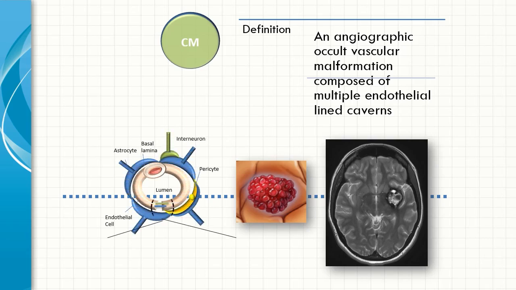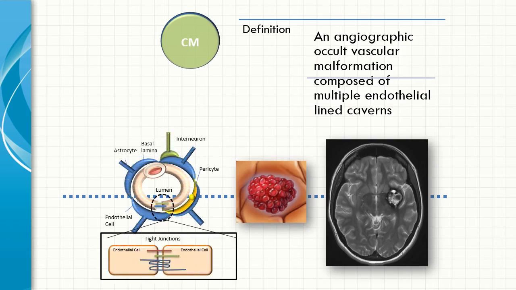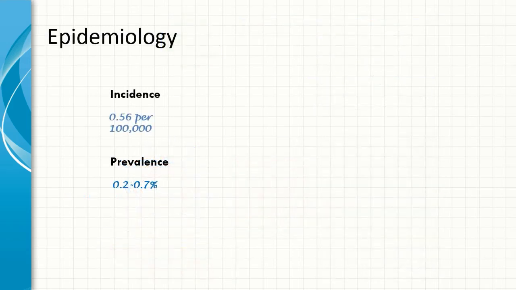At the microscopic level, what is dysfunctional in cavernous malformations is the endothelial tight junctions and the leakiness of the endothelium. This leakiness results in clinical symptomatology. Cavernous malformations are fairly rare entities. They occur in 1 in 200 to 1 in 500 people.